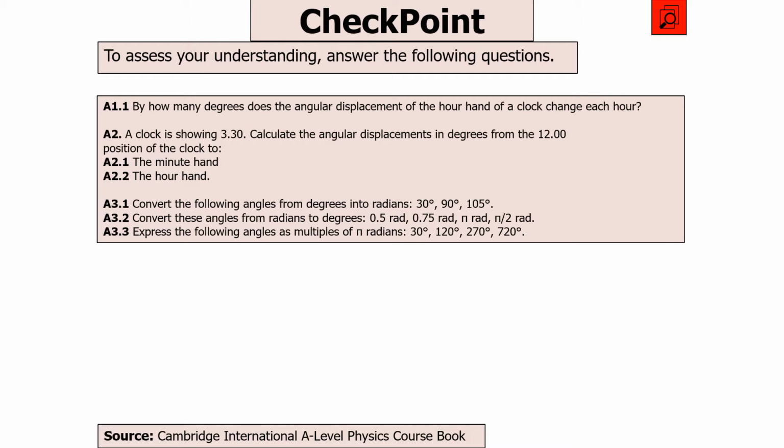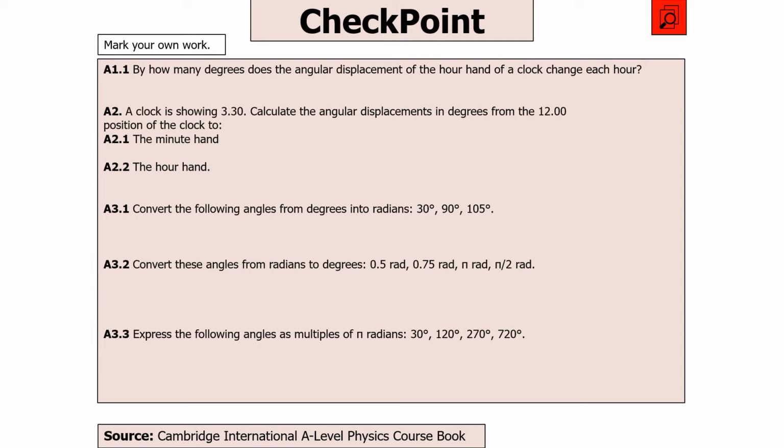Convert these angles from radians to degrees: half a degree, half a radian, 3/4 of a radian, pi radians, and pi over 2 radians. Then express the following angles as multiples of pi radians: 30 degrees, 120 degrees, 270 degrees, 720 degrees. So pause the video now, then unpause the video and you can go through your answers.